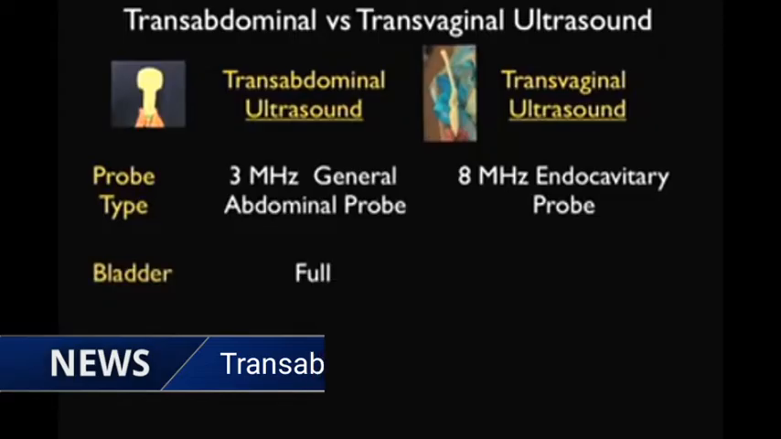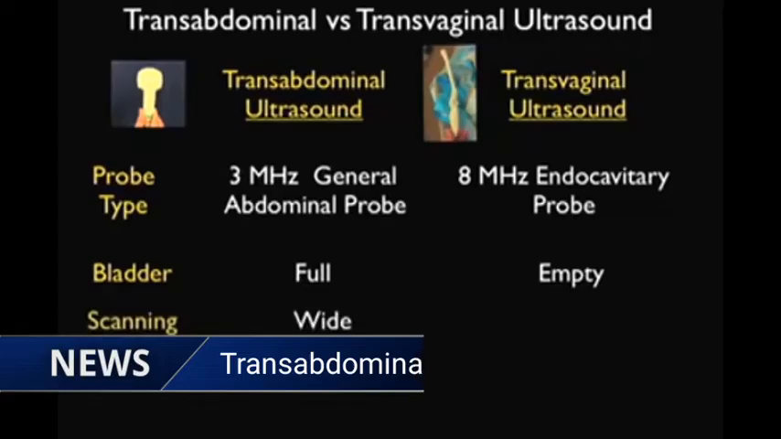In terms of our bladder preparation, we're going to want a full bladder for transabdominal sonography, as a full bladder is our acoustic window onto the female pelvis. For transvaginal ultrasound, we want to empty the bladder, as a full bladder pushes the uterus into retroflexion, making it much harder to see on transvaginal ultrasound. Thus, it's really important to have our patients void before the exam.